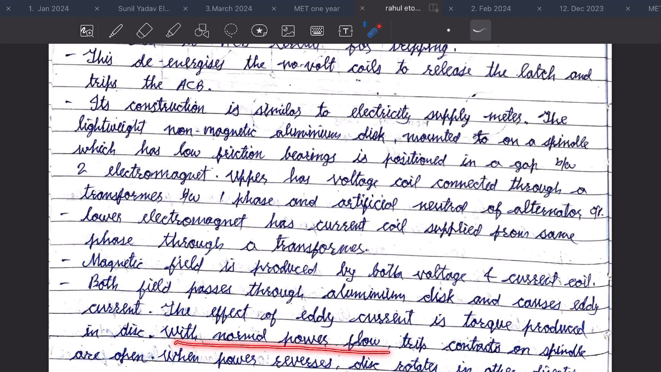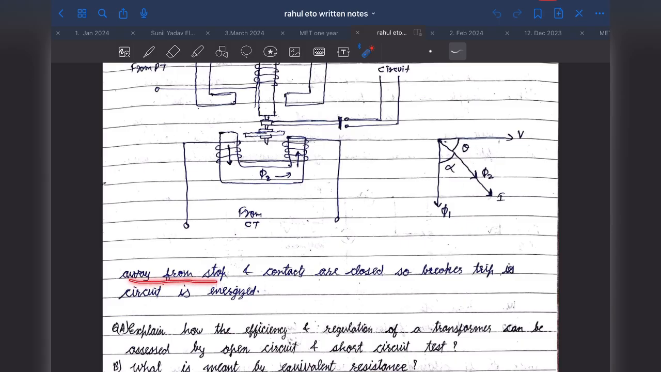With normal power flow, trip contacts on spindles are open. When power reversed, disc rotates in the other direction, away from stop, and contacts are closed, so breaker trip circuit is energized.